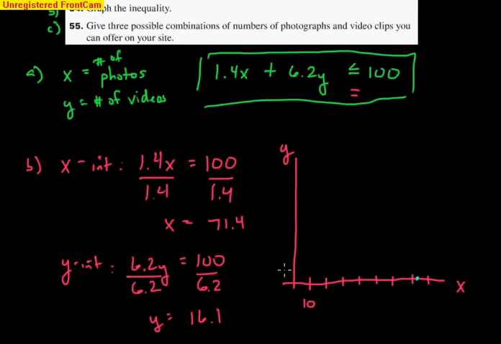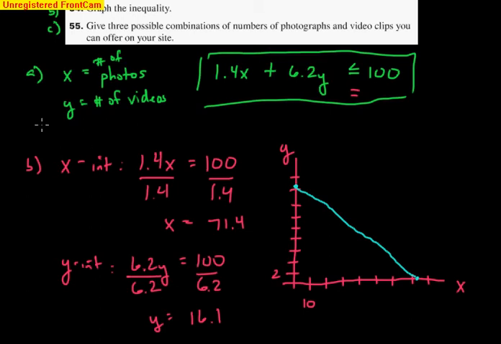On the y-axis, again, I'm not going to count by tens. I'm going to count by twos. 2, 4, 6, 8, 10, 12, 14, 16, 18. That's all I need, because I go 2, 4, 6, 8, 10, 12, 14, 16, and it's 16.1. And please bear with me with my graph. It's a solid line because it's equal to. And there I go. Okay, that's the best I can do. I apologize for the messiness.